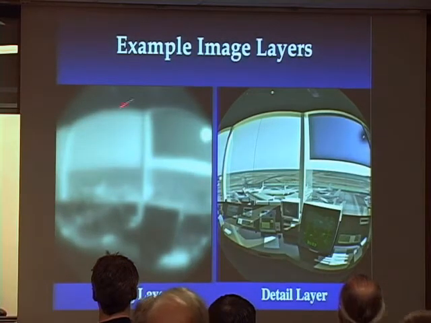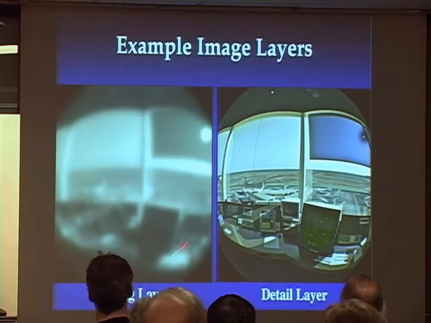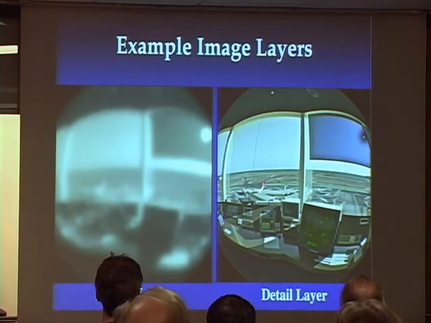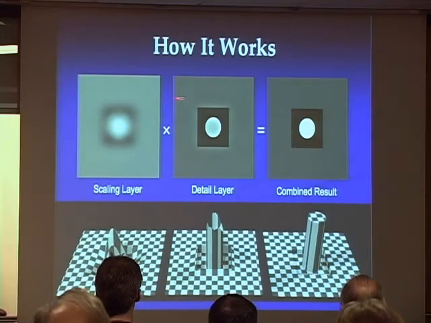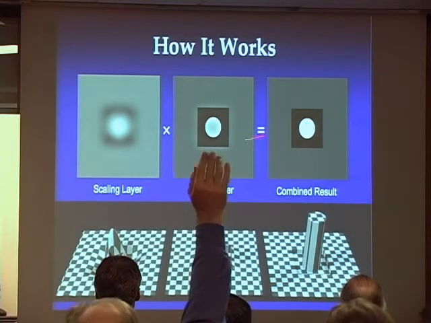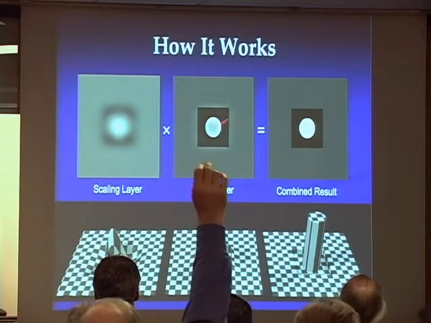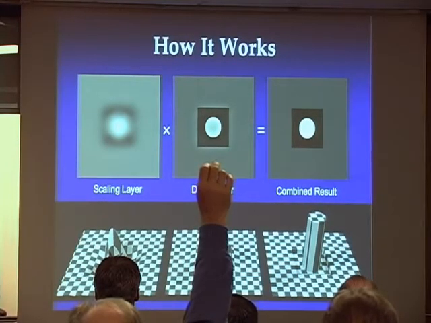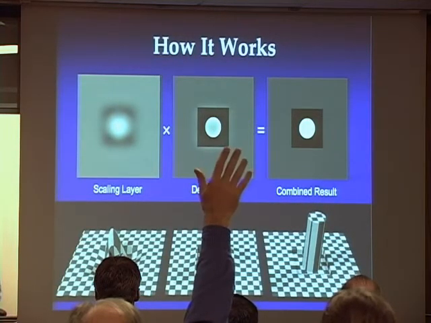So here's the scaling layer. It's just a black and white, very low resolution layer. And then we have the detail layer, which undoes the loss of resolution by having enhanced contrast. So when you combine the two, you get back the original. So how does this work? You have the scaling layer. This is a blurred version of the original. It's actually a blurred version of the square root of the original. Then you have the detail layer, which compensates for that to get back the desired output.